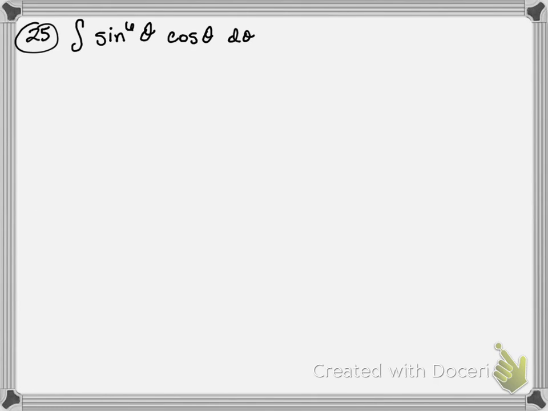So when you look at these types of problems, the biggest thing for y'all to notice is if it's sine of something raised to a power, like sine of theta to the 6th power times cosine of theta d theta. So we pick our u usually with what's in parentheses. So I'm going to let my u actually be sine of theta.